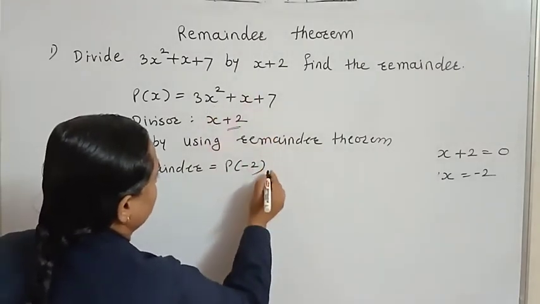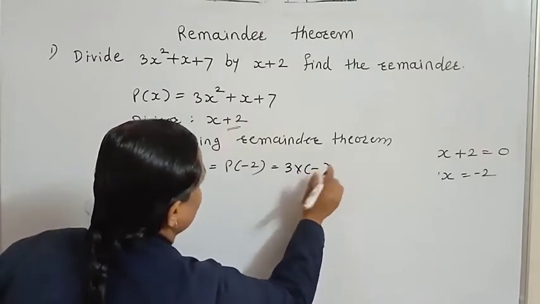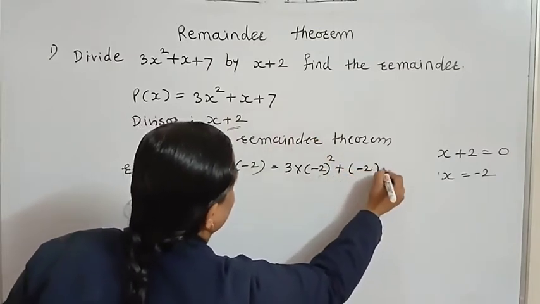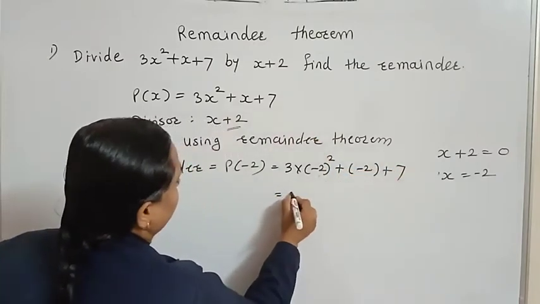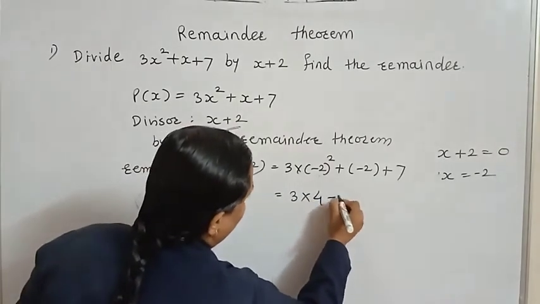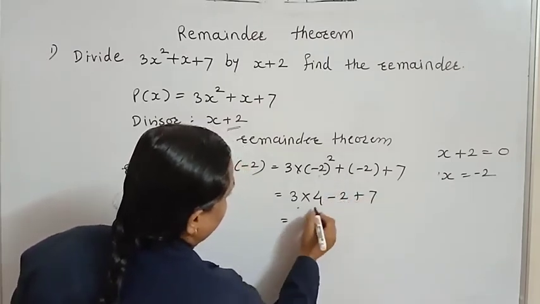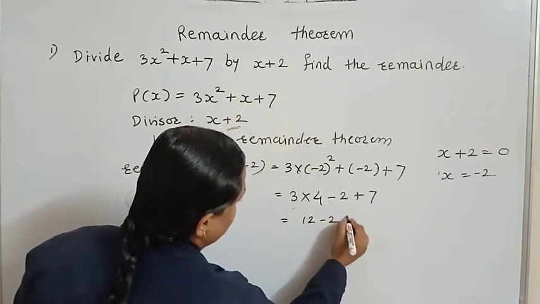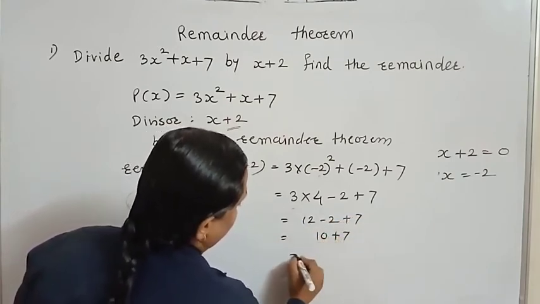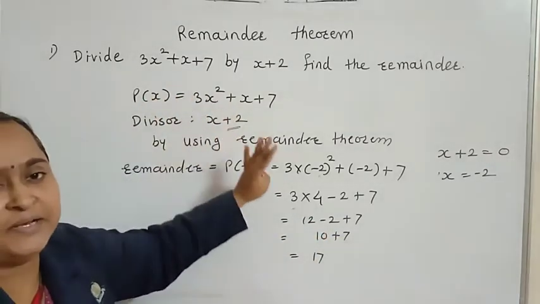Then substitute this value. It is equal to 3 into minus 2 square plus x, means minus 2, plus 7. Then 3 into minus 2 square, 4, plus into minus 2 plus 7. 3 4s are 12, minus 2 plus 7. 12 minus 2 is 10, plus 7 is 17. Now in this way we can find remainder by using remainder theorem.